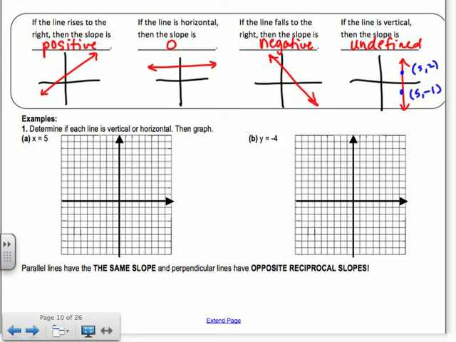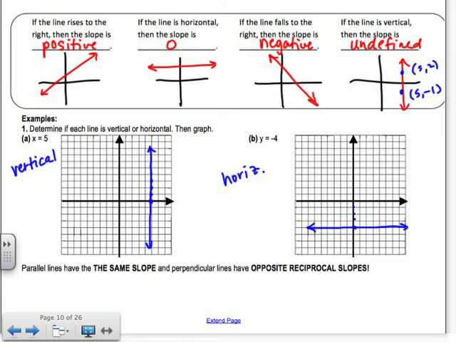Okay, so number one, determine if each line is vertical or horizontal, then graph. So x equals 5, vertical or horizontal? Vertical. So if I have x equals 5, every point is going to have 5 for the x value. So 5, 0, 5, 1, 5, 2, 5, 3, 5, 4, and so on. So it's this line right here, so it's vertical. y equals -4, horizontal. Looks like that.